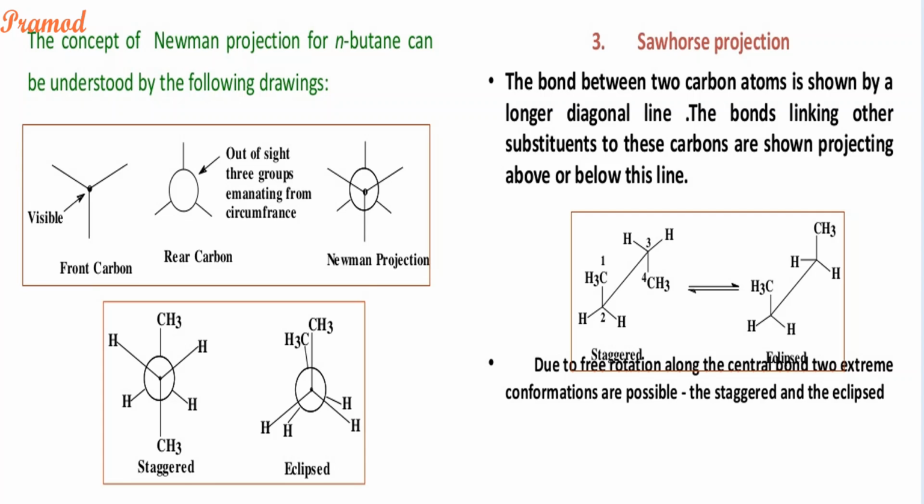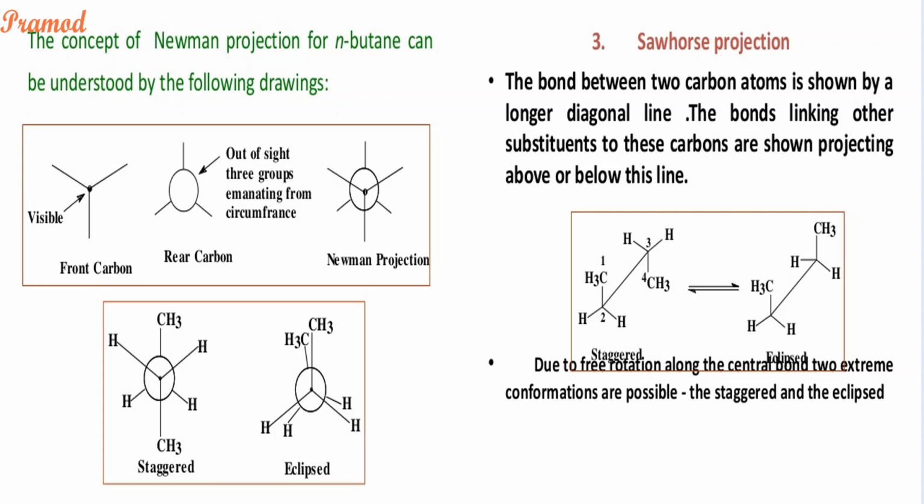The bonds linking the substituents of these carbons are shown by projecting. So the methyl and hydrogen groups are radiating out from these carbons. If you see the staggered configuration, the configuration is complete, the substituents are far apart. But when you rotate the carbon-carbon single bond in such a way that the similar groups come close to each other, that is known as your eclipsed formula, similar to what you have seen in your Newman's.